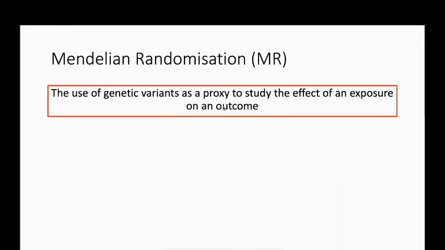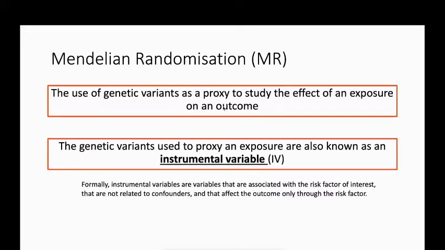And that's where Mendelian randomization comes into play, because we can use observational data and we can use genetic variants as a proxy to study the effect of an exposure on an outcome. And because these genetic variants are distributed at meiosis independently and randomly, you get a balancing of confounding factors. And because these variants are there from before we are even born, there's no risk of reverse causality.